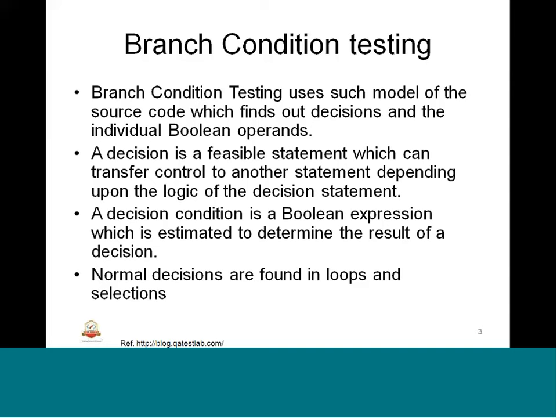So based on these for loops, there are LCSAJ numbers, and the total number of LCSAJs identified is 8. In the first one, the start line is 10, and the finish line is 17. That means, suppose the 10th is a while, and the 17th is the 28th line, suppose it is the last floor bracket. Whatever happens within this is considered as one LCSAJ.